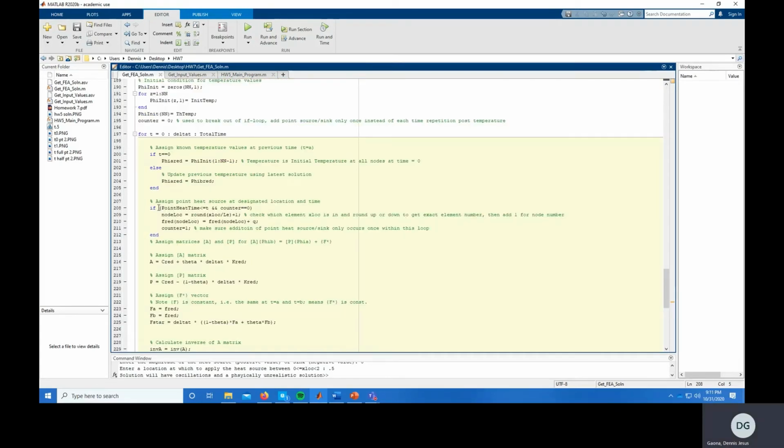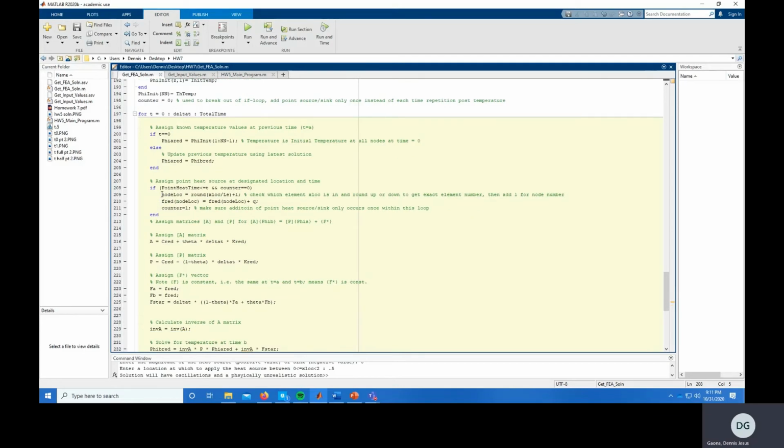In order to add a point heat source at a specific time designated by the user, we must make sure that it's less than or equal to time and have a dummy counter so that it's only added once into the F matrix instead of iteratively.